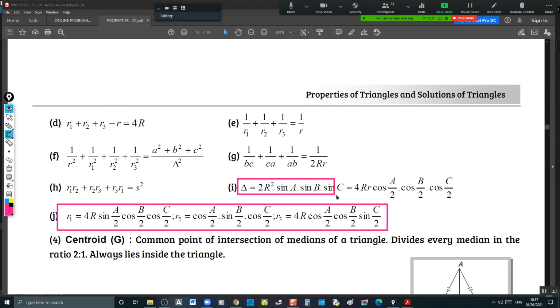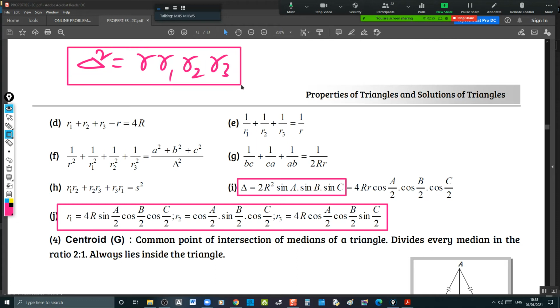Delta formula can also be remembered as 2R square sin A sin B sin C. And one more formula missing here is that delta square is equal to r R1 R2 R3. So delta square is equal to r R1 R2 R3. That's it.